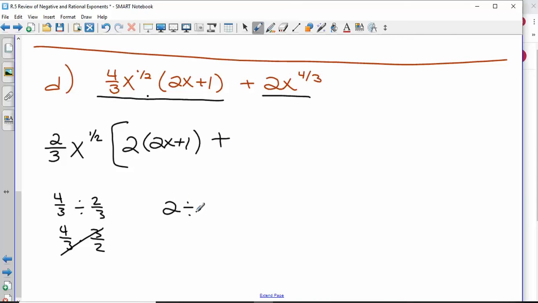2 divided by 2/3, so you flip and multiply. Those 2's drop and we just get a 3. For my x, you subtract exponents, so 4/3 minus 1/2. And you get 5/6.